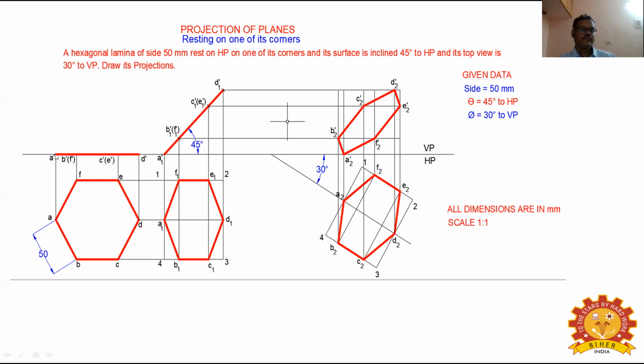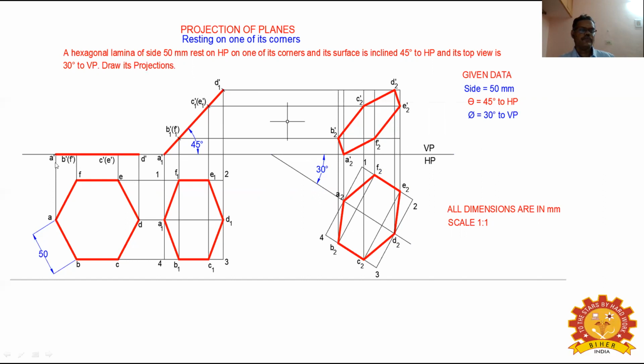And here in the front view, you have to draw a single horizontal line. Mark as A dash, B dash, F dash, C dash, E dash and D dash. In the second step, this A1 is fixed because A1 is a corner point. By using a compass, measure a 45-degree inclined line, and you have to transfer all these points.